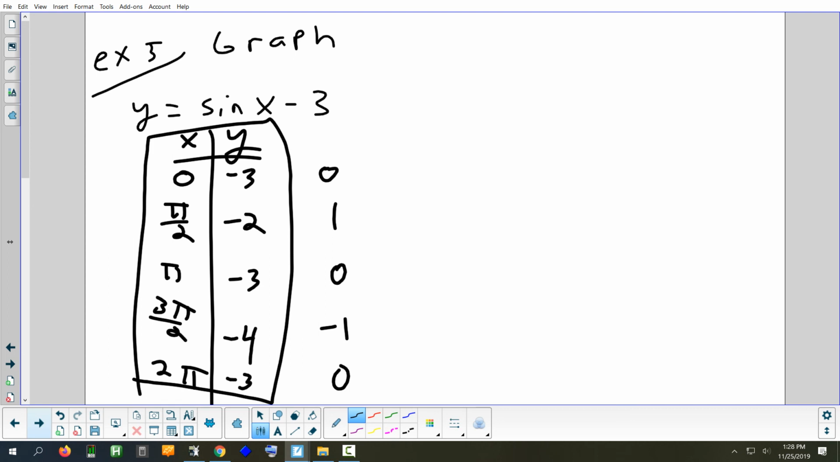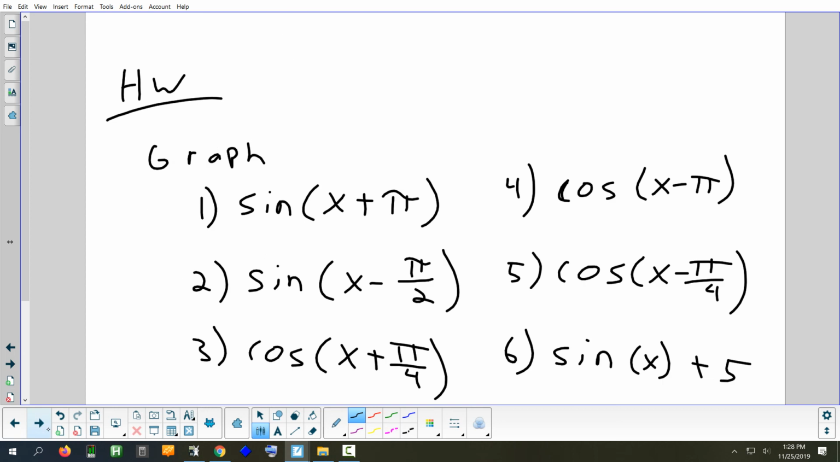And now you just make your sketch. Any question on how you do the sketch? Okay. So there's your second one. There's your vertical shift. So now we've done all the shifting. Let's finish up with the stretches.